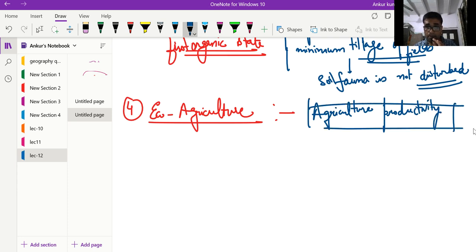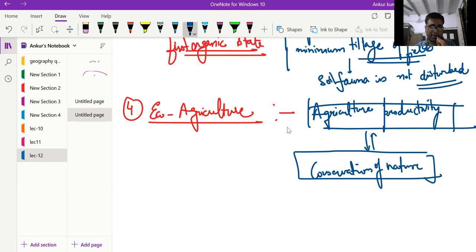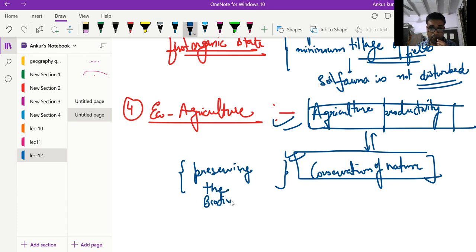And the conservation of nature will go side by side. So we cannot neglect any of these. If we want to increase the productivity, we cannot sacrifice the nature. Okay, and this will ultimately help us preserving the biodiversity, right? So this is the method of the eco agriculture. Okay, that you conserve the nature also if you want to increase the productivity.